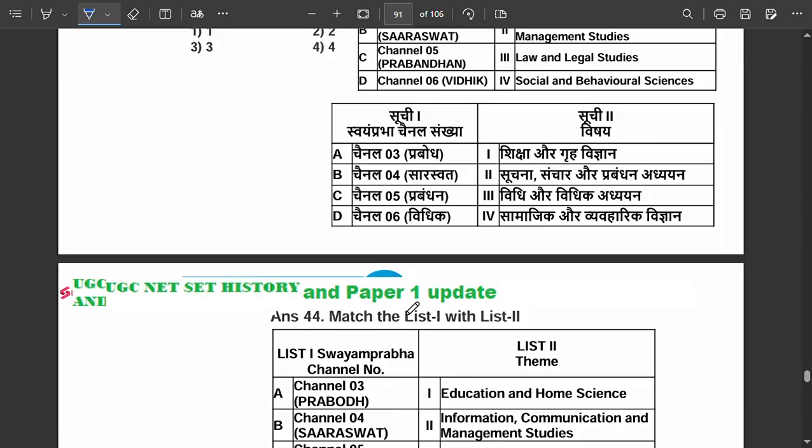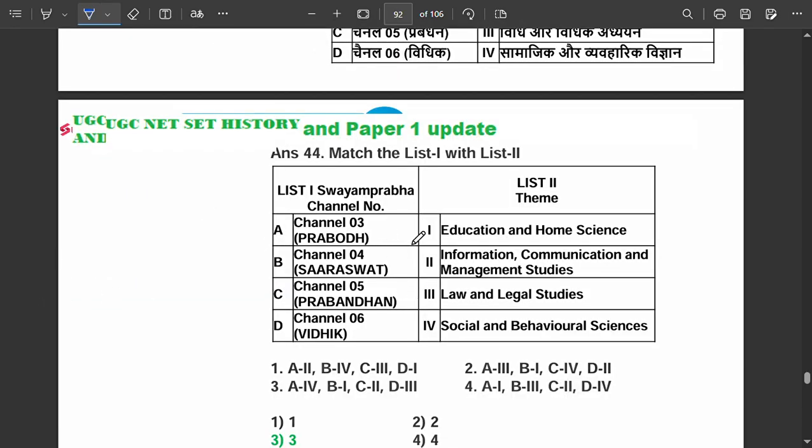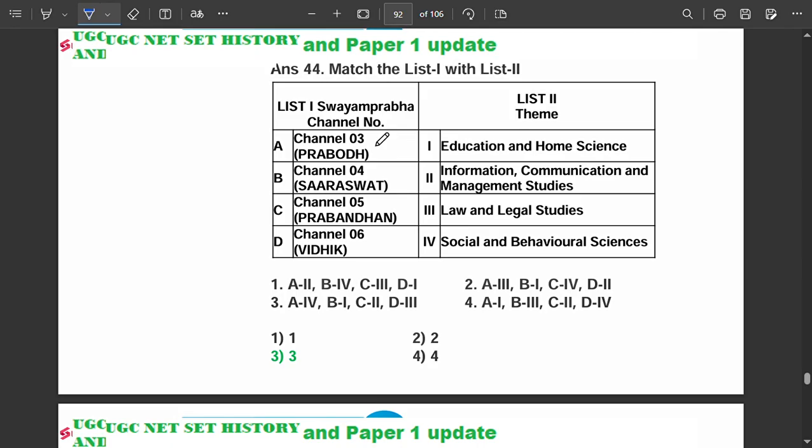Next, question number 44. Match the following is given. Swayam Prabha channel number and theme. Swayam Prabha channel 03 Prabodh A4. Social and behavioral science and channel 04 Saraswat B1. Education and home science and channel 05 Prabandhan C2. Information and communication management studies and channel 06 Vedic law and legal studies D3. So option number 3 was the correct answer, correctly matching.